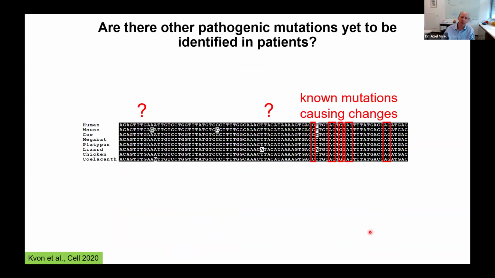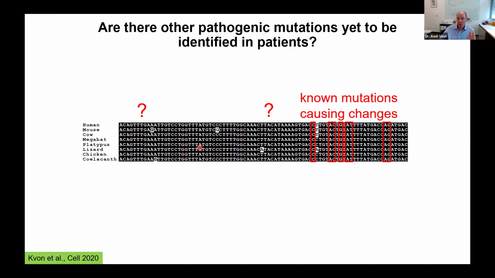Another aspect of this that we looked at is, what about all these other positions within the enhancer? So there were about 40 or so positions that had been reported as causing polydactyly in humans or mice or any other animals. But then most of the positions have never been observed to be mutated in a human patient.